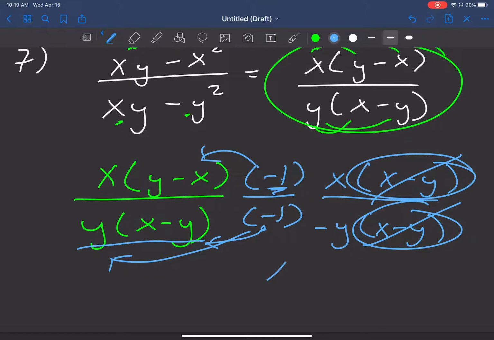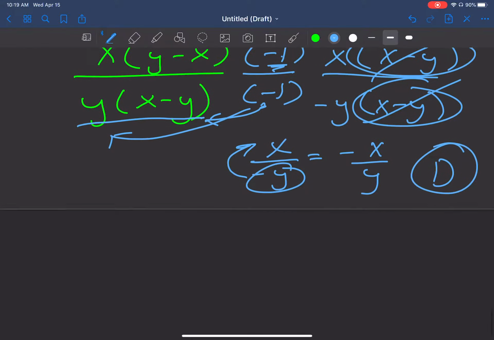So what you're left with is x over minus y. And that's really just the same thing as minus x over y, right? Because you can bring this negative to the top or the bottom. It doesn't really matter. So that's how we simplify it, and your answer should have been D.